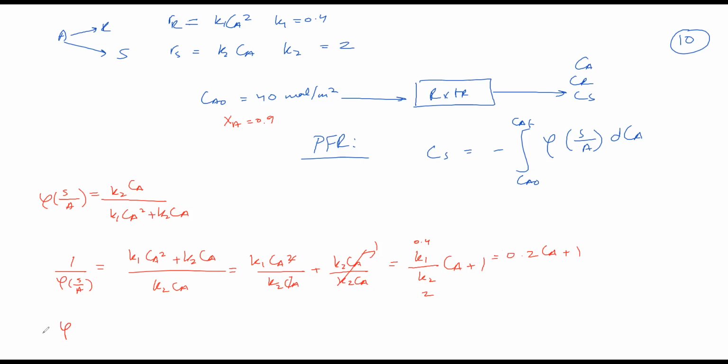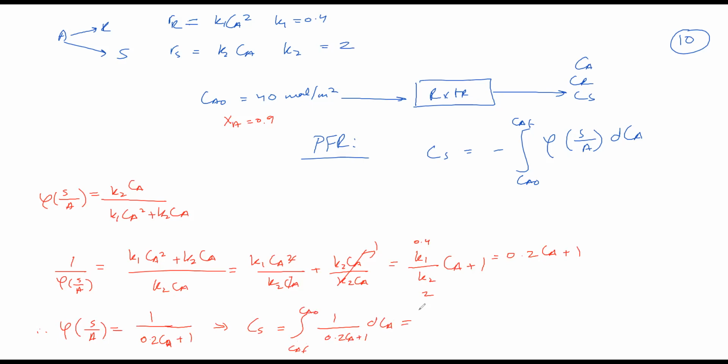So if I flip it back, therefore phi of S over A, after some simplifications and flipping it back, will be 1 over 0.2 Ca plus 1. You can see this is a nice cute expression. You can integrate it very easily to get what you want. So now if I'm going to integrate it, Cs is equal to minus. I'm going to remove the minus and change my limits. Again, there's another simplification you can do. So this will be the integral from Ca f to Ca naught of 1 over 0.2 Ca plus 1 dCa.